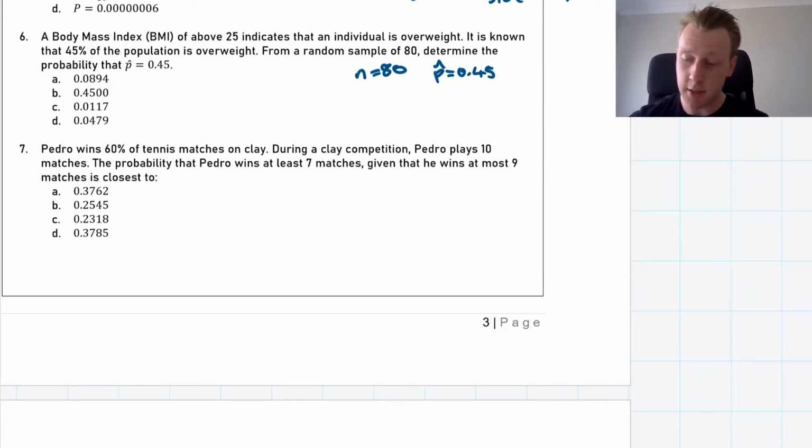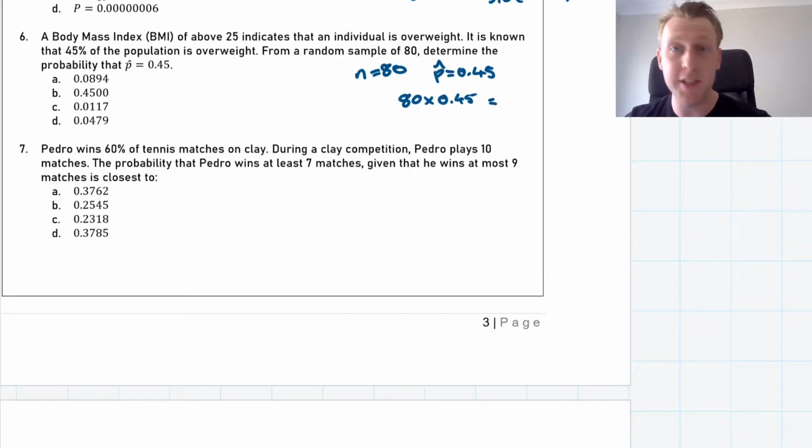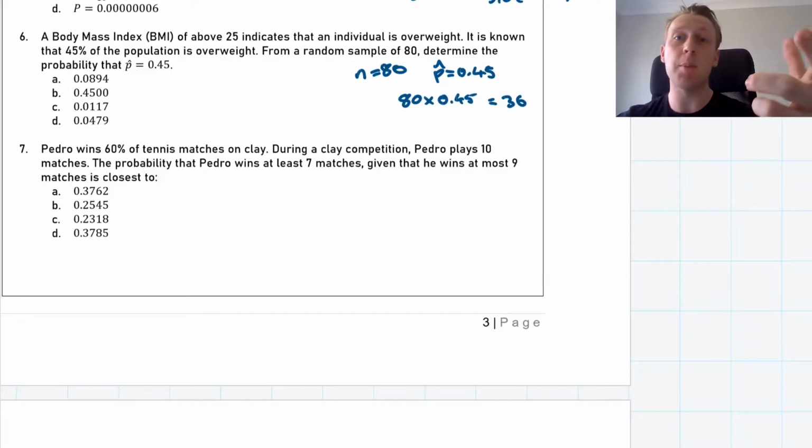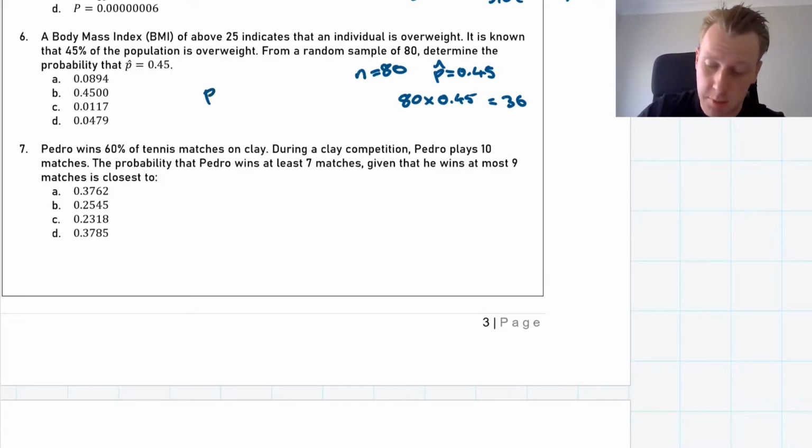That tells us that if we took a sample of 80, 80 times 0.45 is going to equal 36. So what's the probability that I'm going to take a sample of 80 people and find out that 36 of them are overweight? This is a binomial probability. So this is BPD.